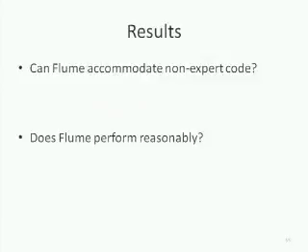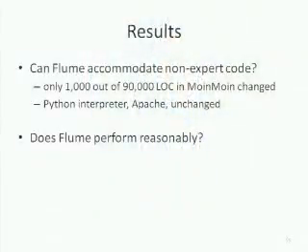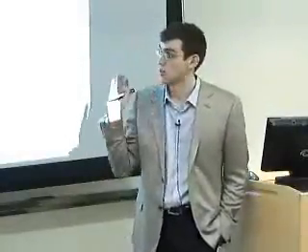So what are the results of this exercise? Well, the first thing we wanted to do is test this idea of endpoints in our implementation strategy to see if it was actually possible for non-experts, i.e. the people who wrote MoMowiki, to use our ideas and primitives. And we found that we had to make very few changes to the MoMowiki application in order to get this working. We had to change about 1,000 out of the 90,000 lines of MoMowiki, and all the other stuff on the system was unchanged, like the Python interpreter and Apache.